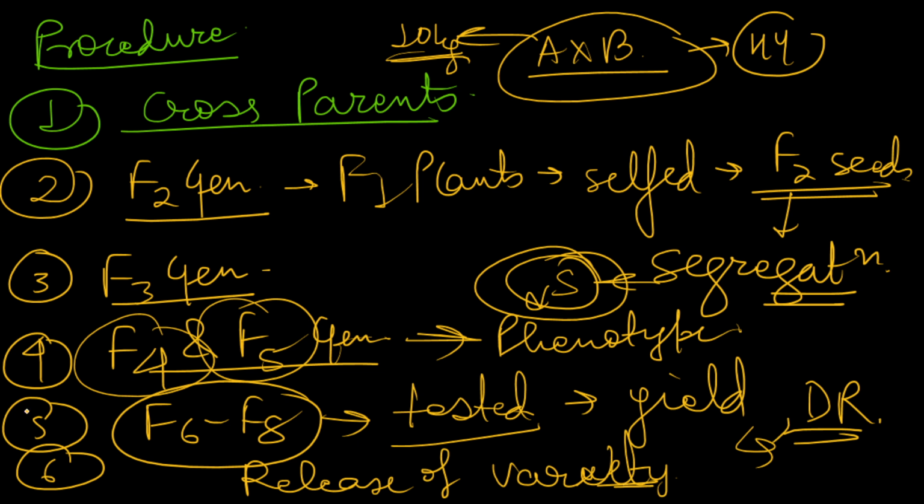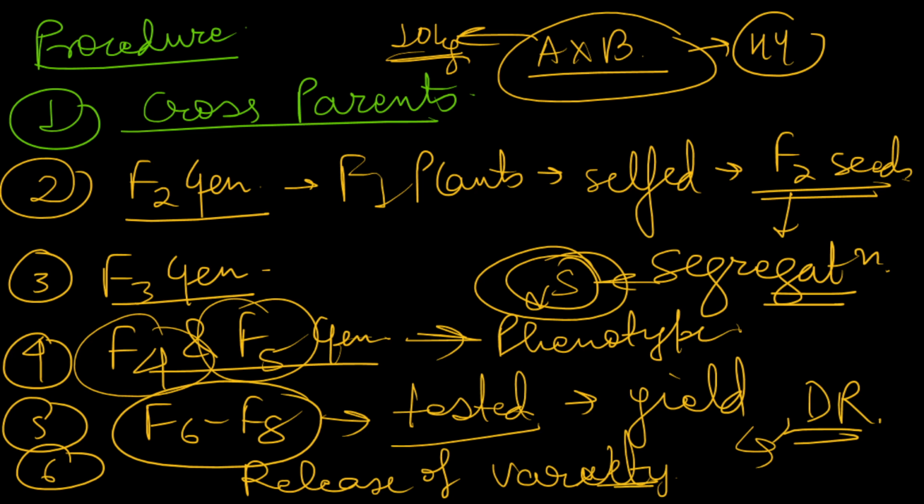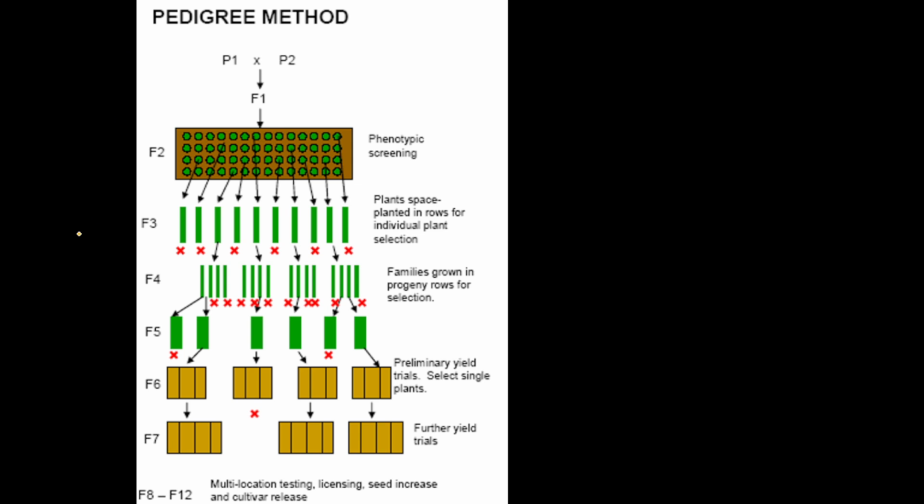So this is the overall process of pedigree selection. Now in the question you will see that we have to make a simple schematic diagram. If you understand this process, it is very easy to replicate in a diagram. I will show you how. So this is how you make a diagram.